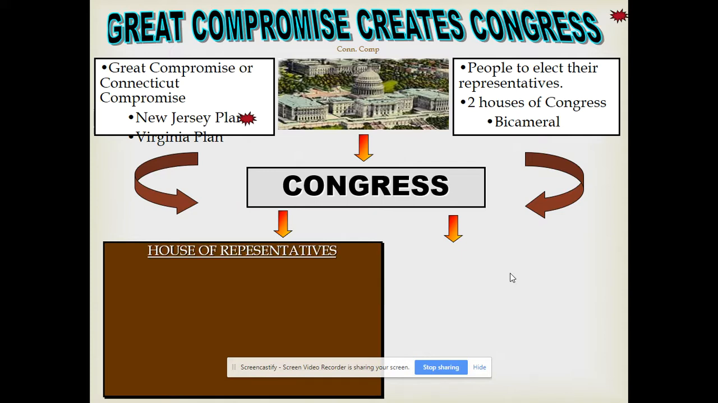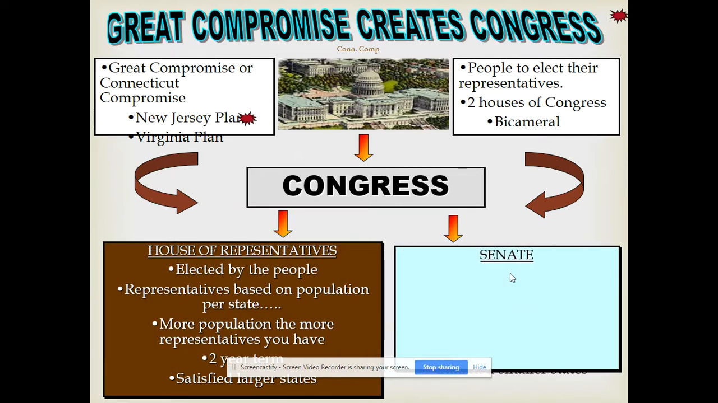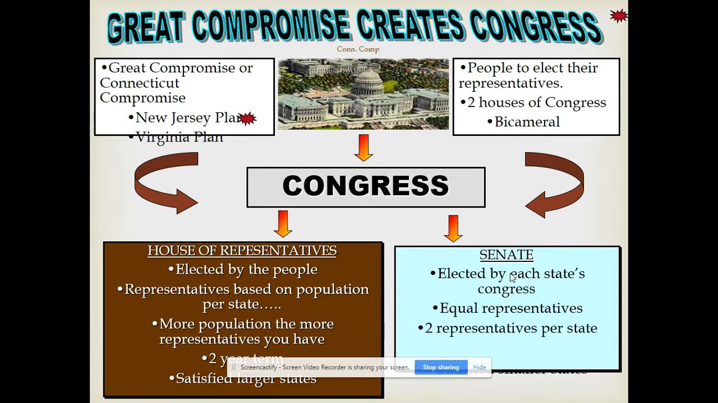So, what's the role of Congress? The House of Representatives is going to be elected directly by the people. Representation is based on population, and as common sense would tell you, the more population you have, the more representatives you have, and they only serve 2-year terms. The more important branch of Congress is the Senate, which is a much bigger deal if you're a senator versus a member of the House of Representatives, because there are only 2 from every state, whereas there might be several from the House of Representatives.